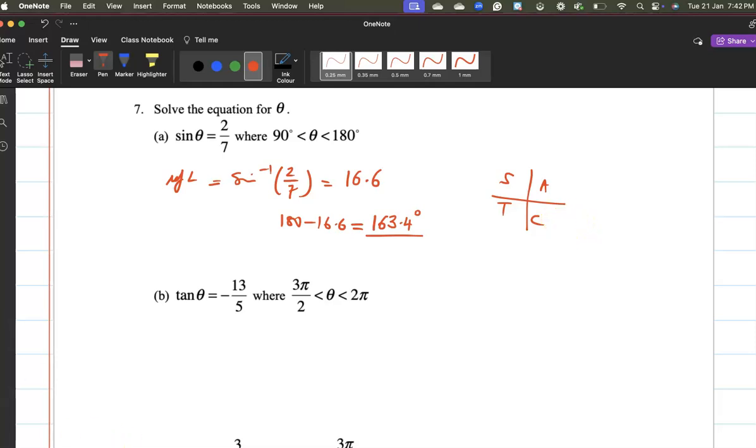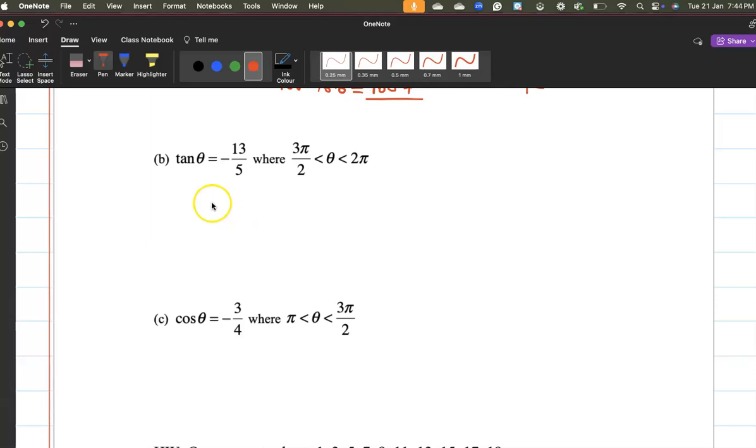Let's see. Okay, 2 pi minus. So first you get the reference angle. Reference angle will be tan inverse 13 by 5. You take tan inverse of the positive. So what did you get? 1.20. Tell me more significant figures. 1.362. Okay.